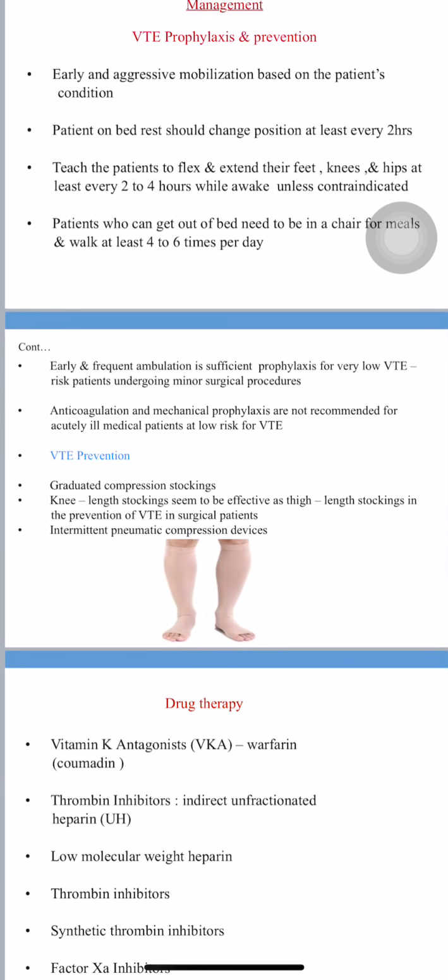Knee length stockings seem to be as effective as thigh length stockings in the prevention of venous thromboembolism in surgical patients. Next is the intermittent pneumatic compression device, which uses inflatable sleeves or boots to compress the calf and thigh, or the foot and ankle, to improve venous return. The sleeves apply external pressure by means of an electric pump. These devices may or may not be used along with graduated compression stockings.